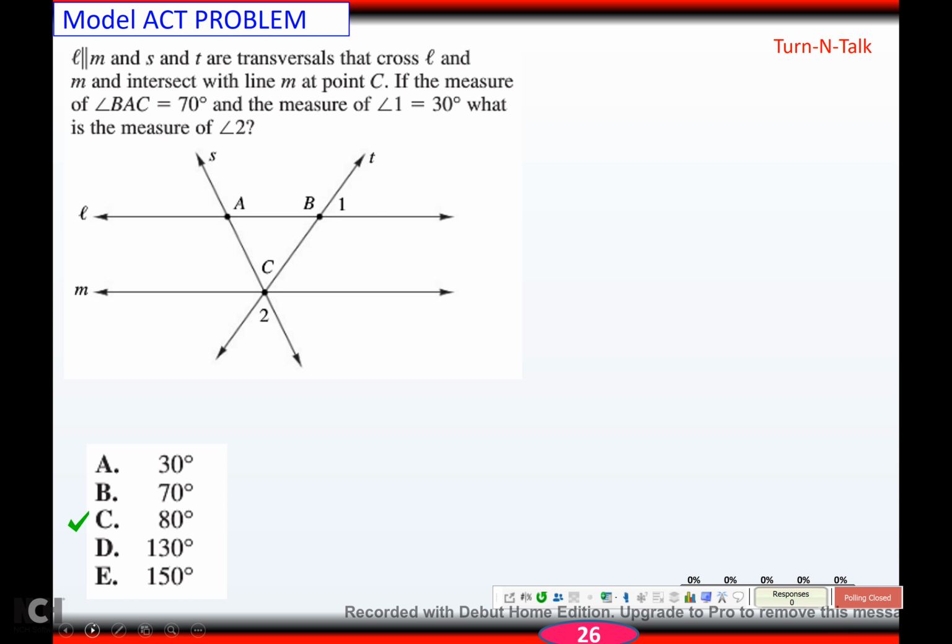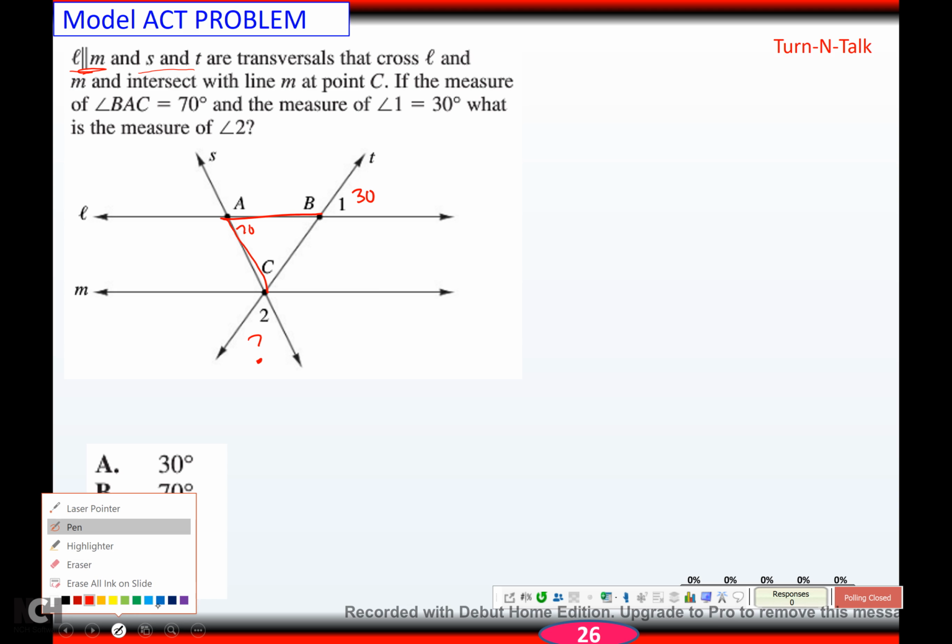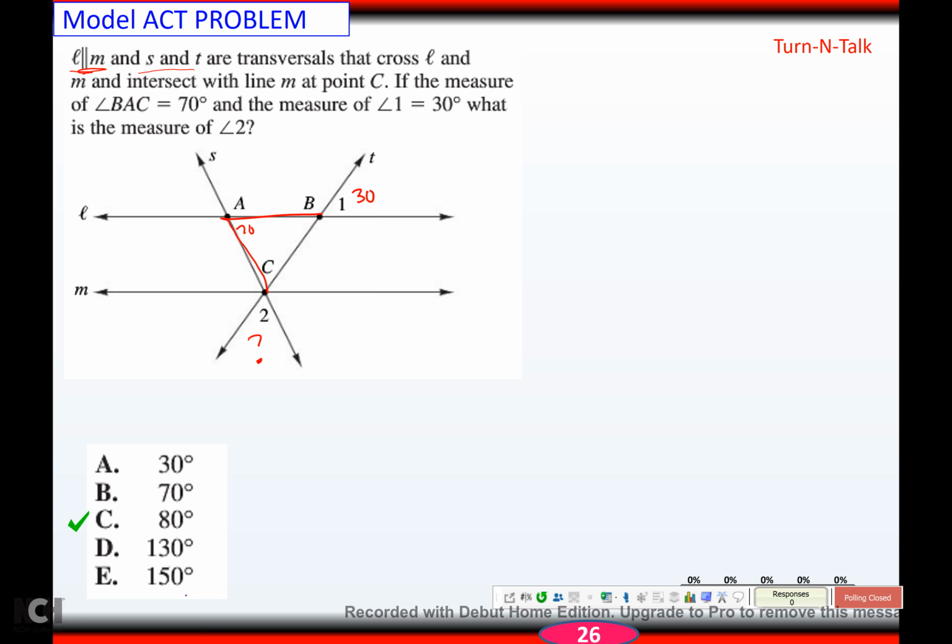And hopefully you got C. This says that L is parallel to M, and S and T are both transversals that cross L and M and intersect with line M at point C. If the measure of angle BAC is 70 degrees, and the measure of angle 1 is 30 degrees, what is the measure of angle 2? Well, let's see. 2 is vertical to C. So if I could somehow figure out C, I could figure out 2.